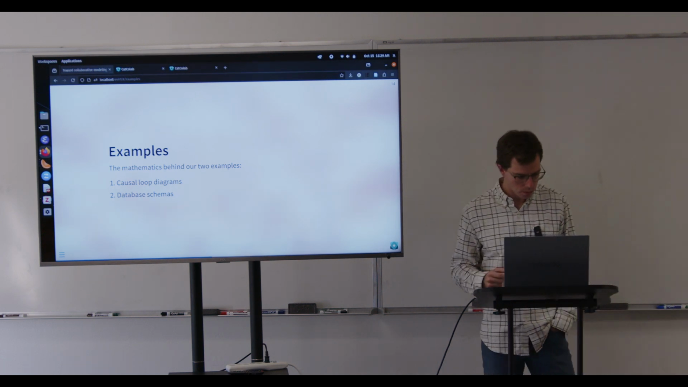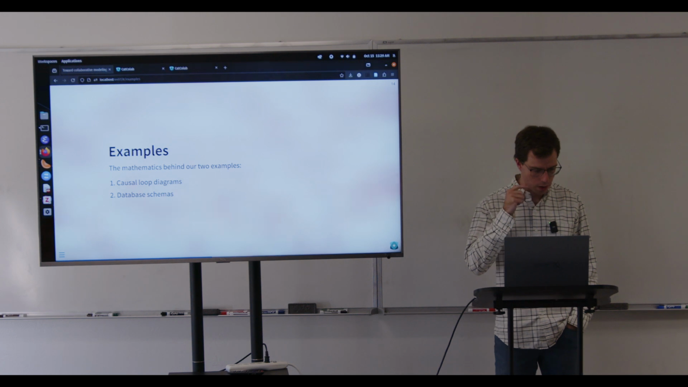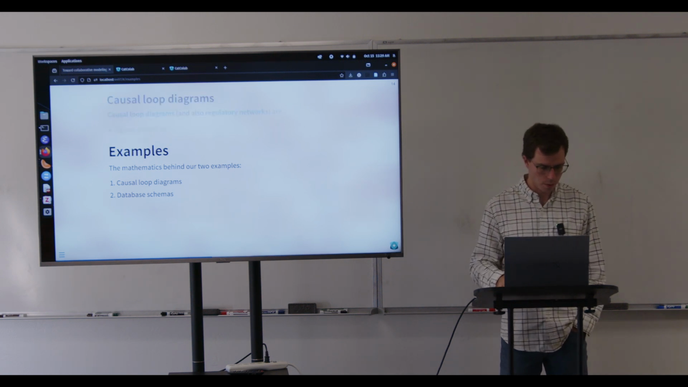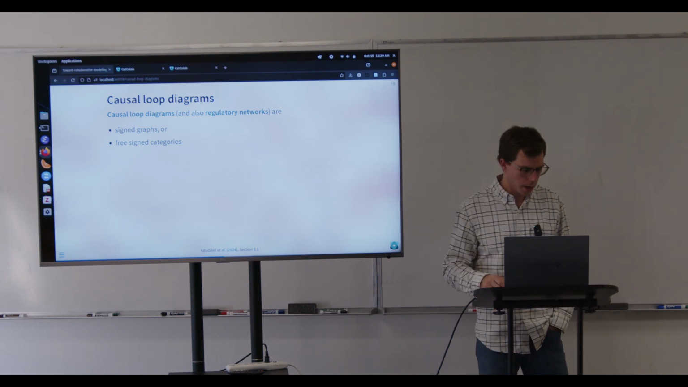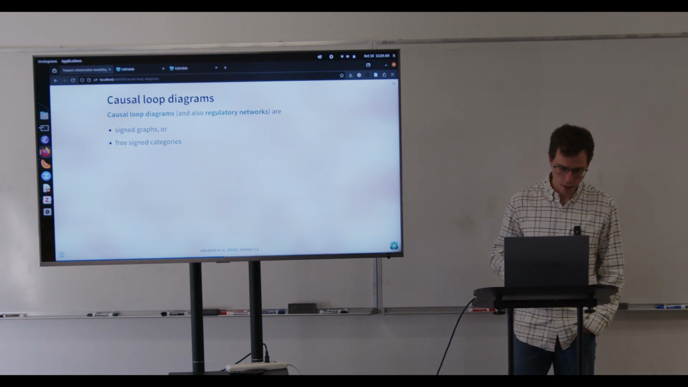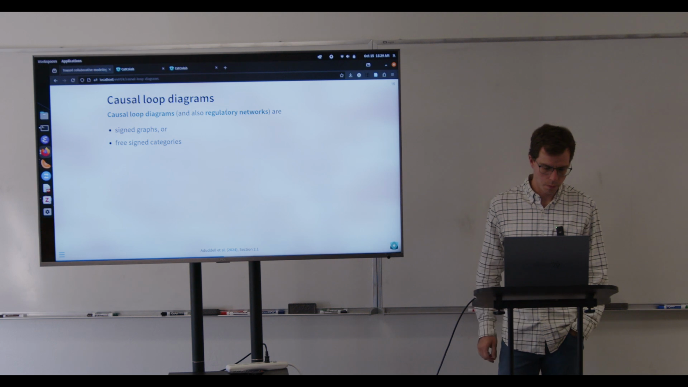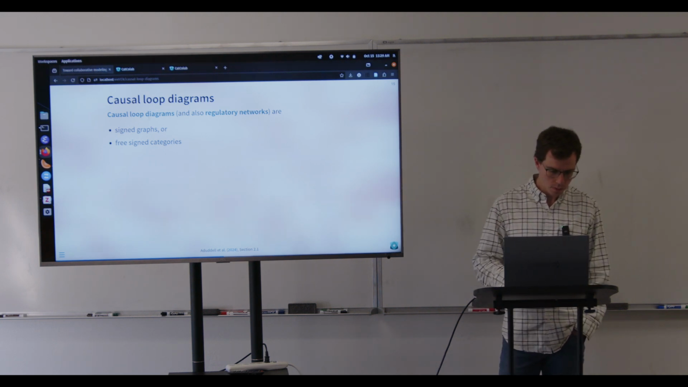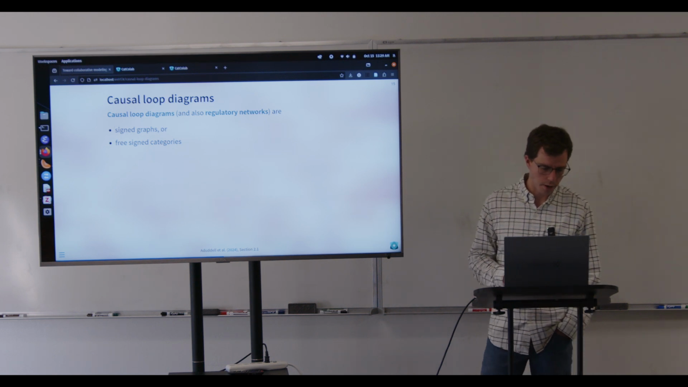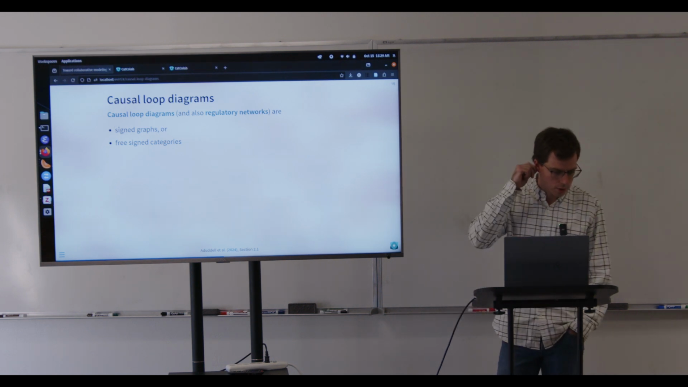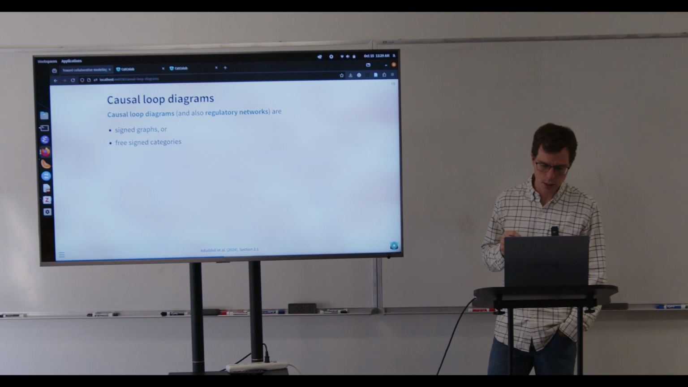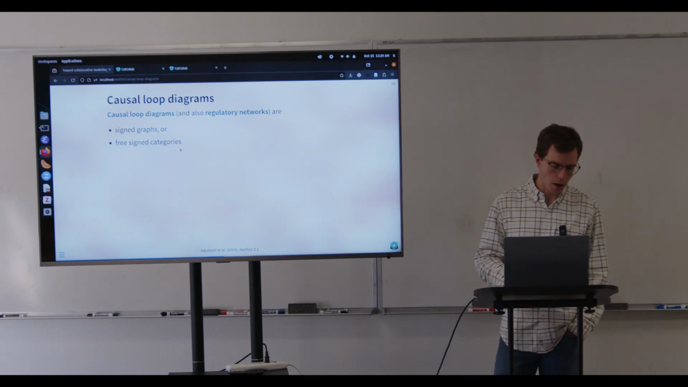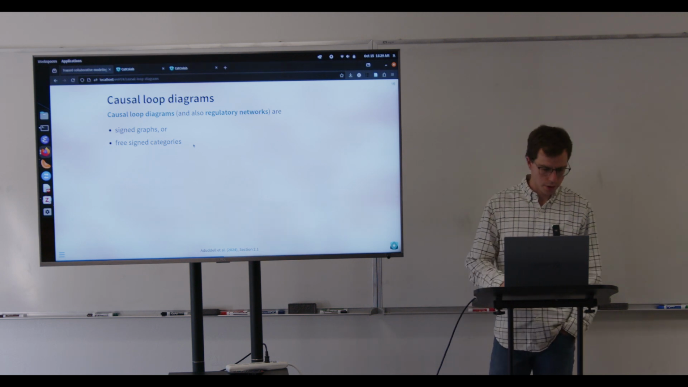Okay, so with this, let's revisit our two examples that we saw to see how they fit into this framework. Causal loop diagrams, which I claim are also mathematically the same as what people in biochemistry call regulatory networks, are signed graphs. That is, they're graphs for which every edge is equipped with a positive or negative sign, or what is the same, at least at the level of objects, they're free signed categories.